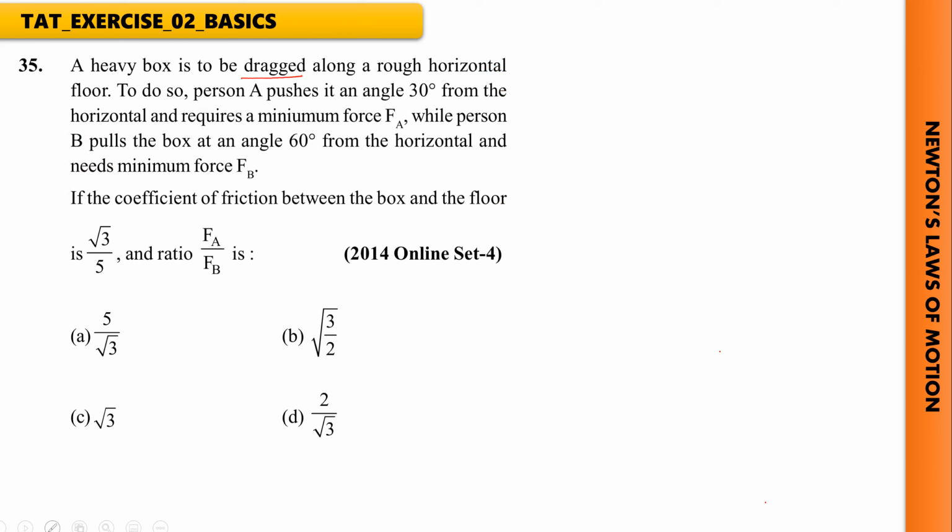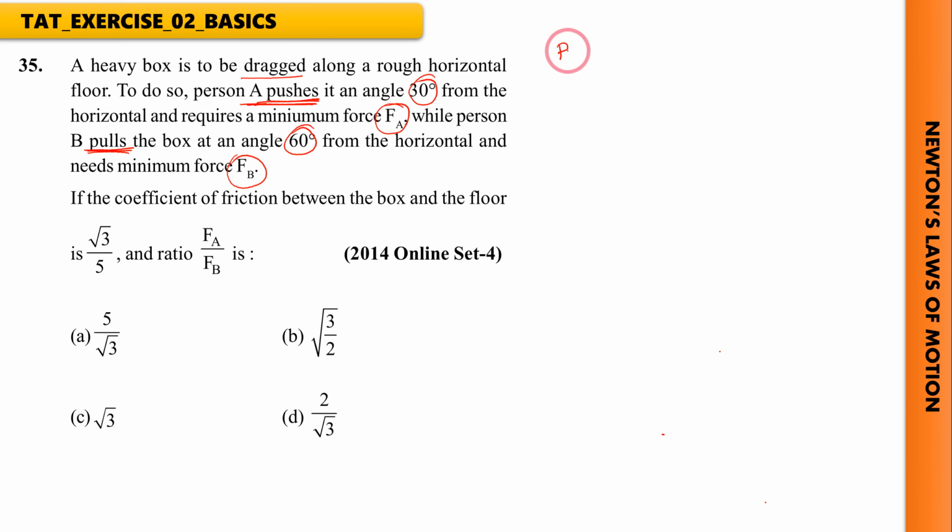So in this question, a heavy box is being dragged, right? Person A pushes, underline this, pushes at 30 degree, and the minimum force required to do so is Fa, while person B pulls the box at 60 degree and the minimum force required is Fb. So what is the ratio if mu is given root 3 by 5? So we need to remember this formula, as I have told you in the classroom also.